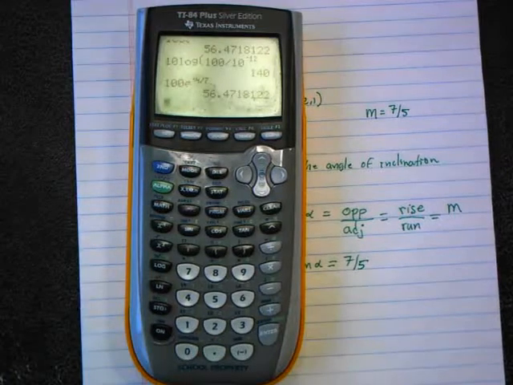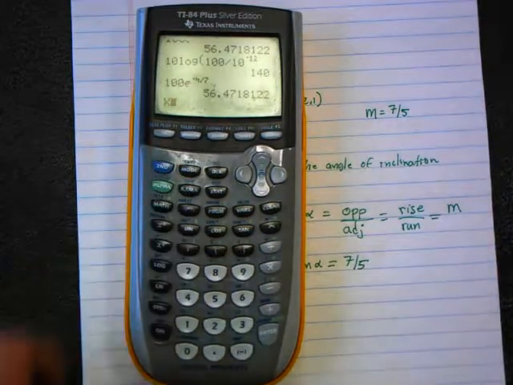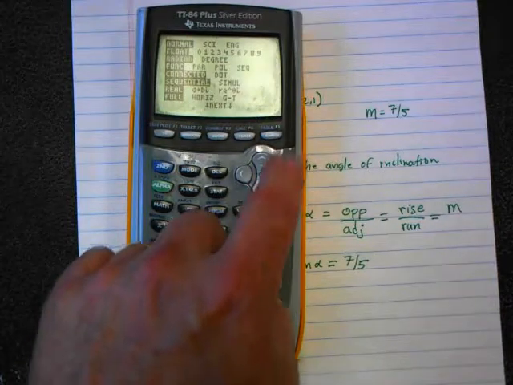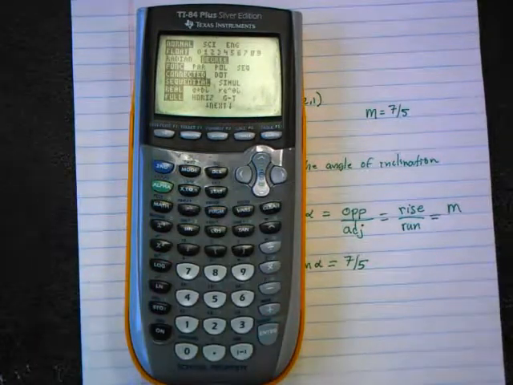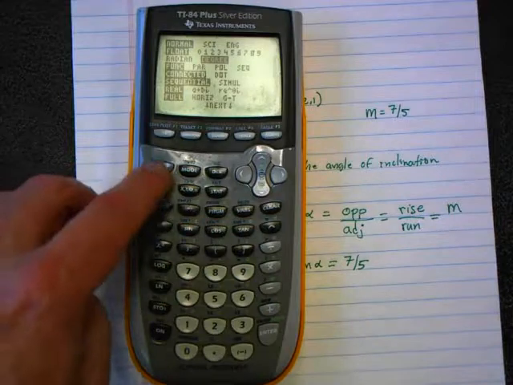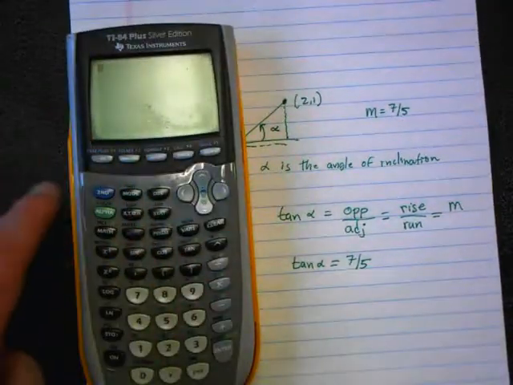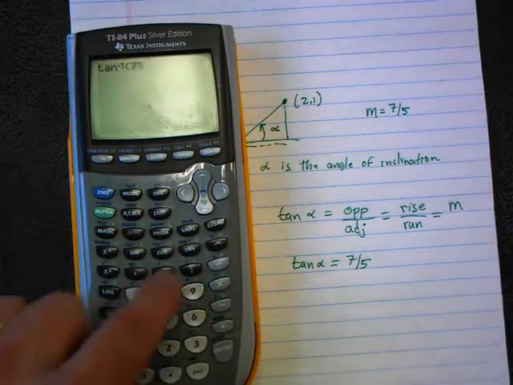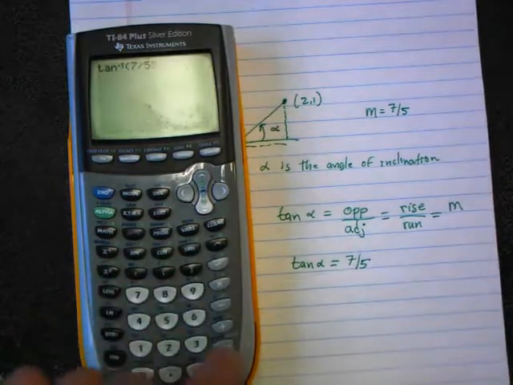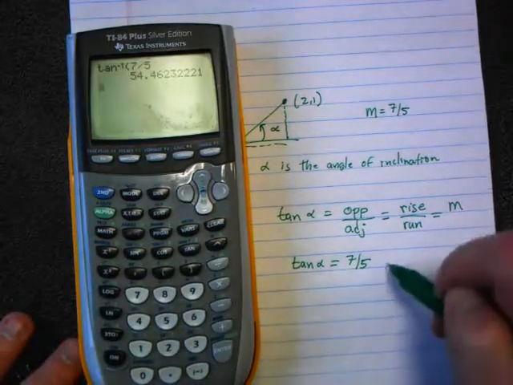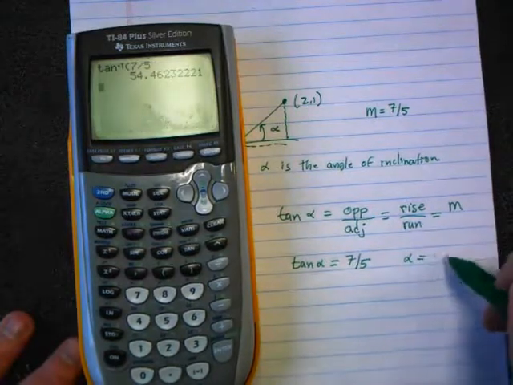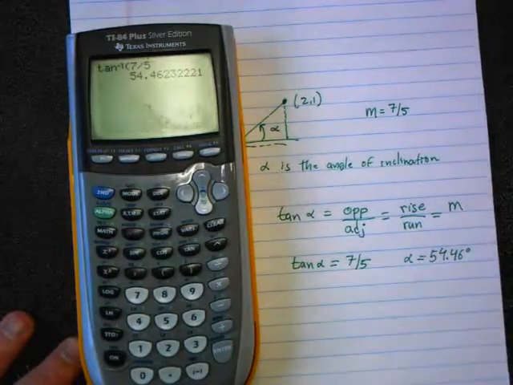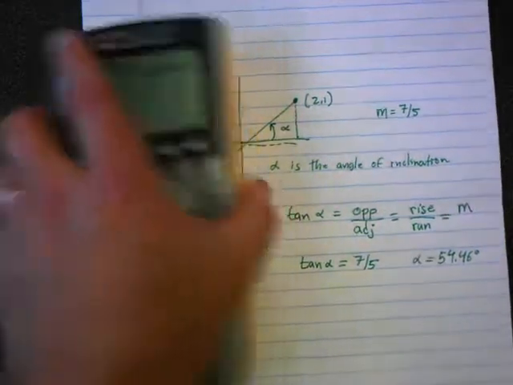All right, what I need to do is make sure my calculator is in degrees mode, because we're going to use degrees in this section. And then I would do the arc tangent of 7/5. Alpha, in this case, is 54.46 degrees.